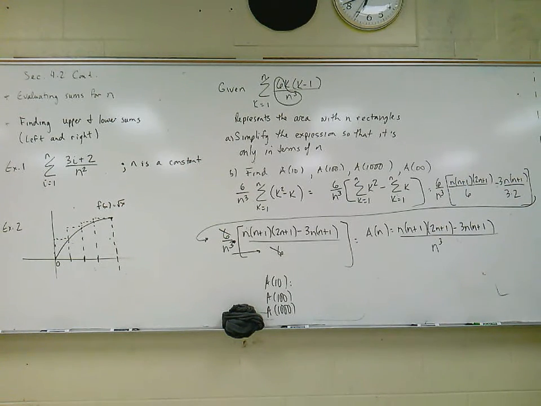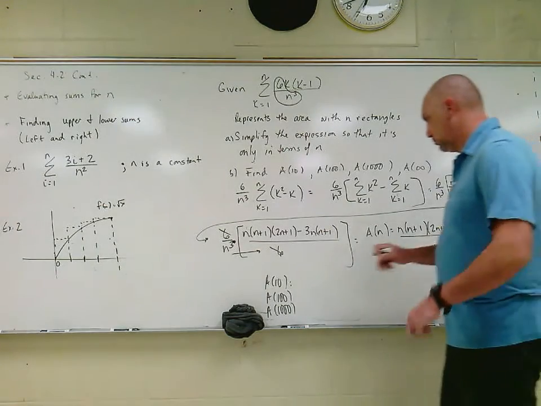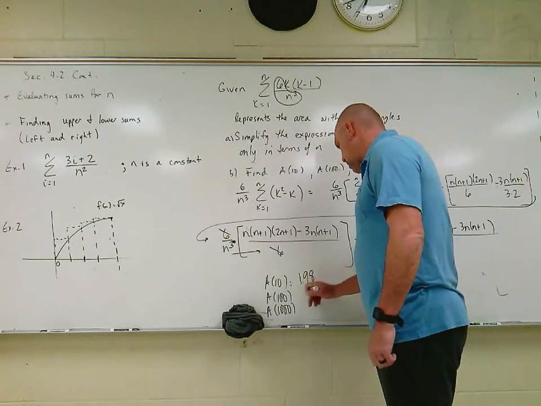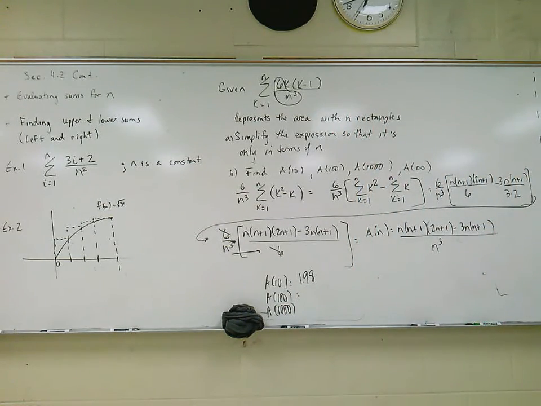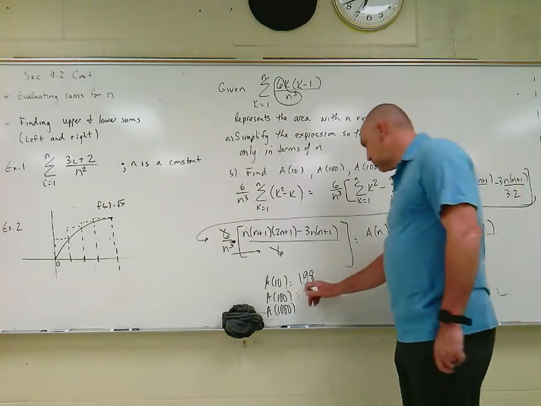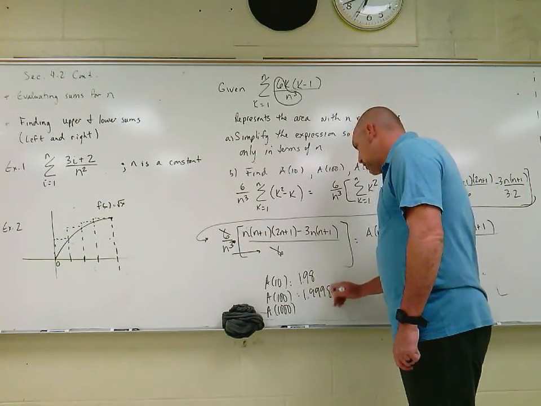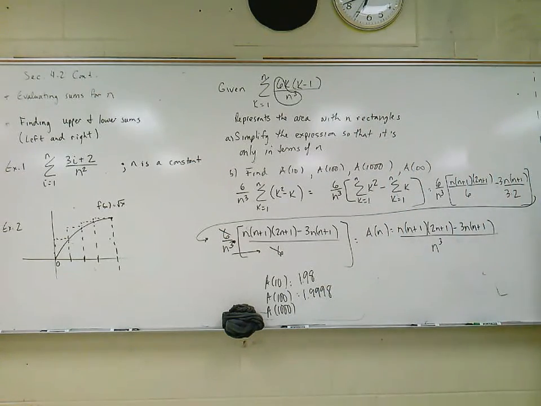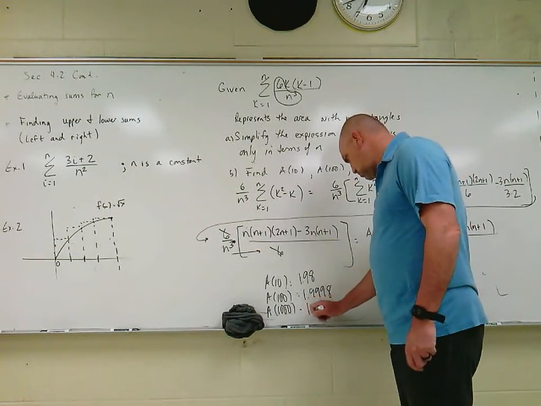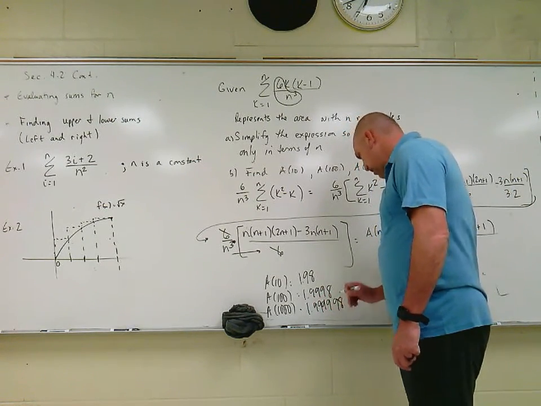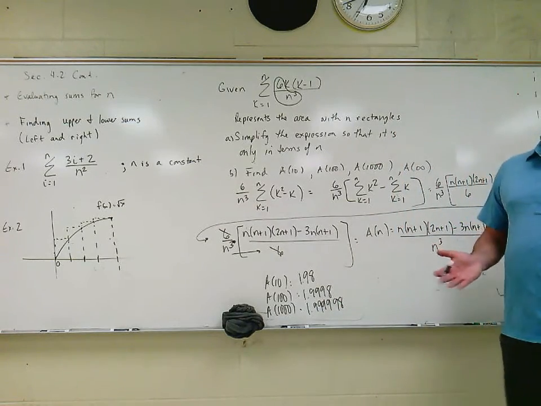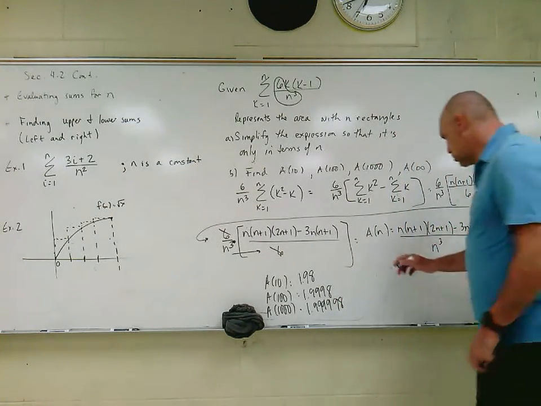All right, anybody have A of 10? What do we have? 1.98, okay. That's actually pretty good. Anybody have A of 100? 1.9998. So I think we got an idea of what our actual area is. You can see at 10 rectangles, you almost got a perfect fit there. All right, what did you get for 1,000? 1.999998. All right, so at this point, you know what the limit is going to be, but we'll just go ahead and do the work.